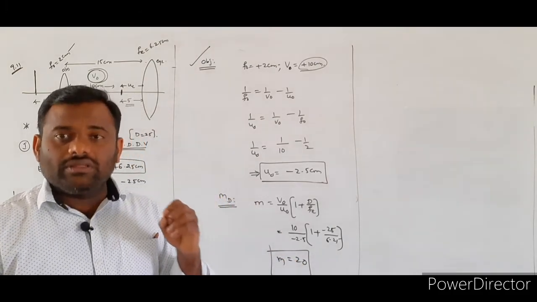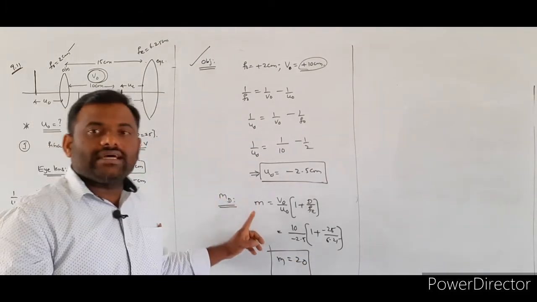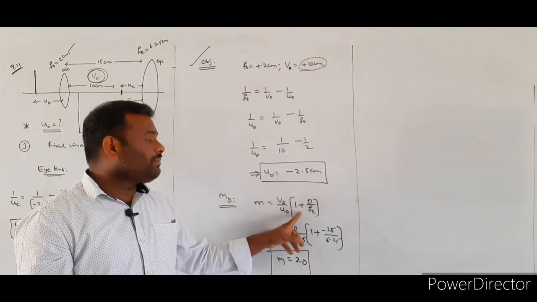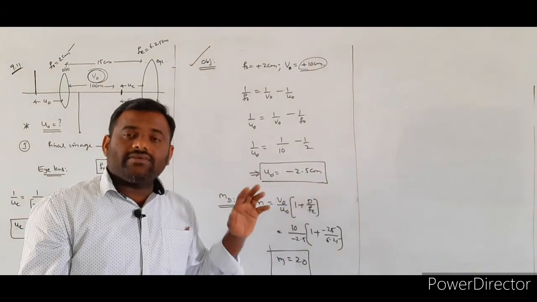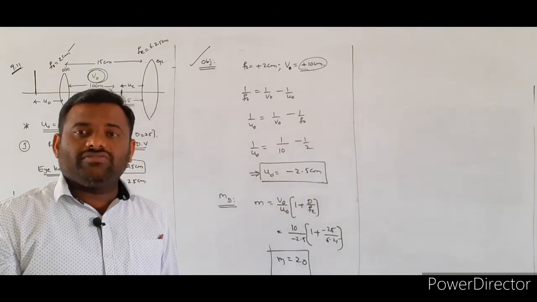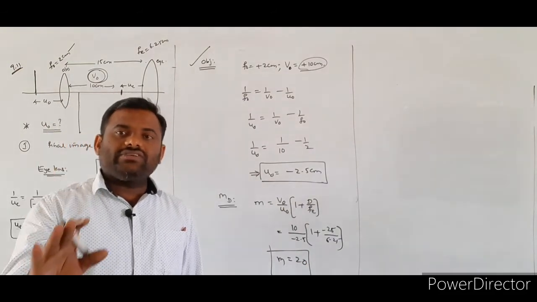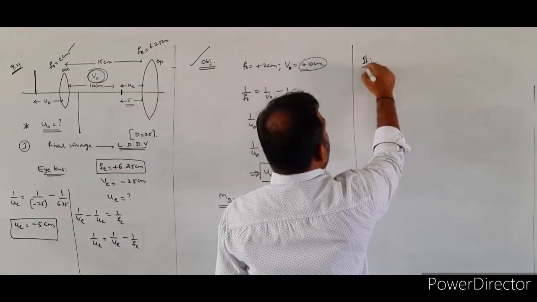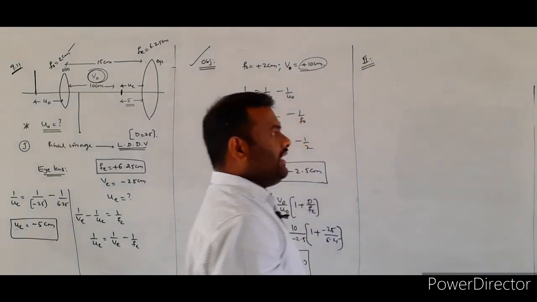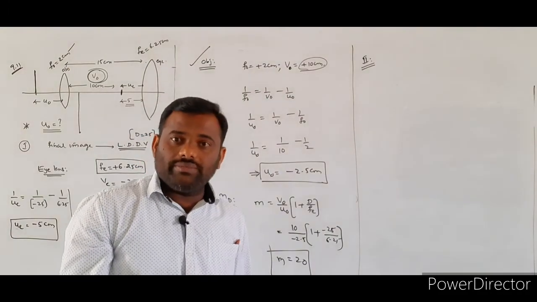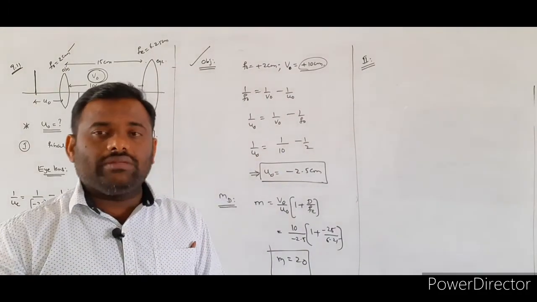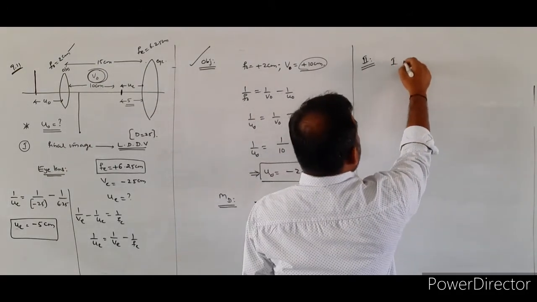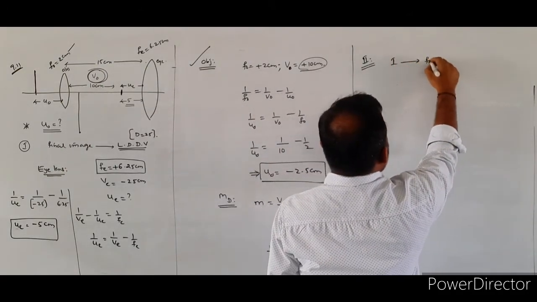So the magnifying power of the compound microscope, whenever the final image is formed at the least distance of distinct vision, will be given by m is equal to v naught by u naught into 1 plus d by fe. This is when the final image is formed at the least distance of distinct vision. In the second case, now we are going to calculate whenever the final image will be formed at infinite distance.